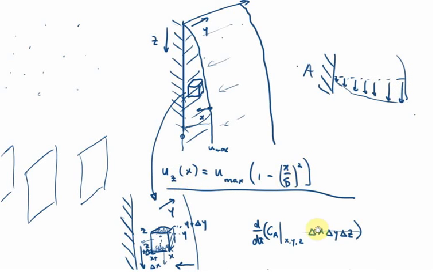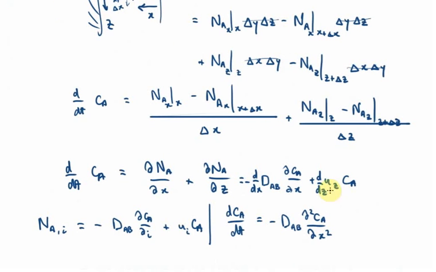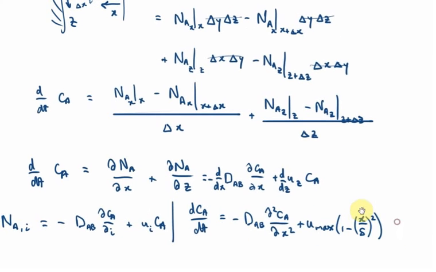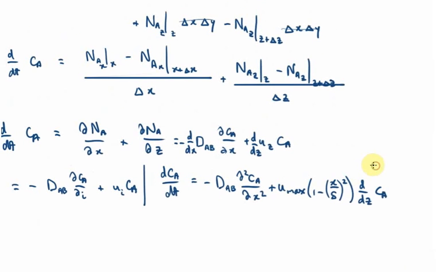a function of z. So if that's the case, when we differentiate this, as much as this is velocity in the z direction, it's a constant with respect to z itself, because it's not a function of z. So we can just write this as plus uz, which is of course u max times 1 minus x over delta squared, times ddz of Ca. Okay, and so that's our mass balance generally.